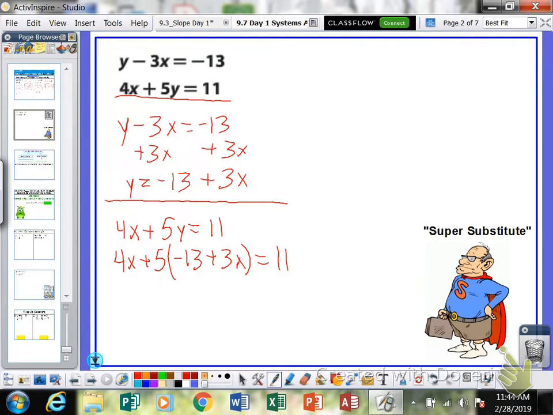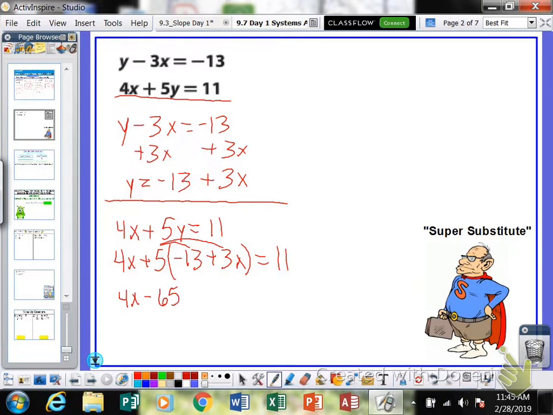Now we want to keep solving for x, so I'm going to distribute here. I get 4x minus 65 plus 15x equals 11. I have like terms in 4x and 15x, so I want to combine my like terms. I get 19x minus 65 equals 11.